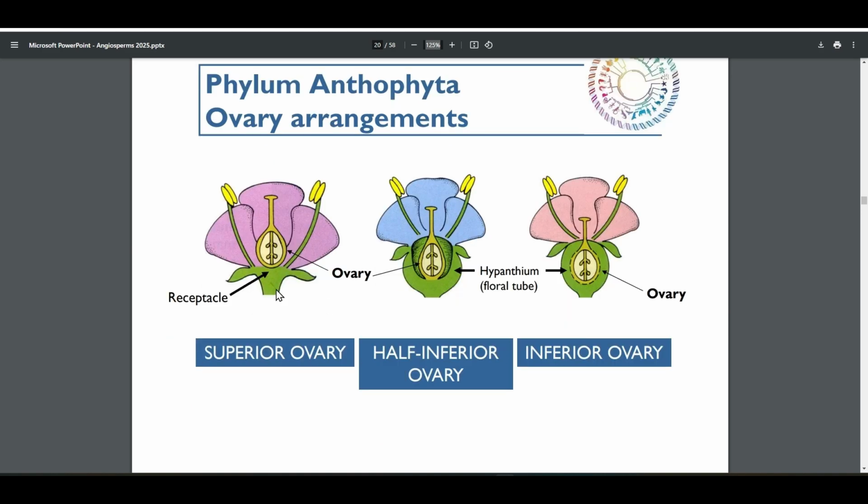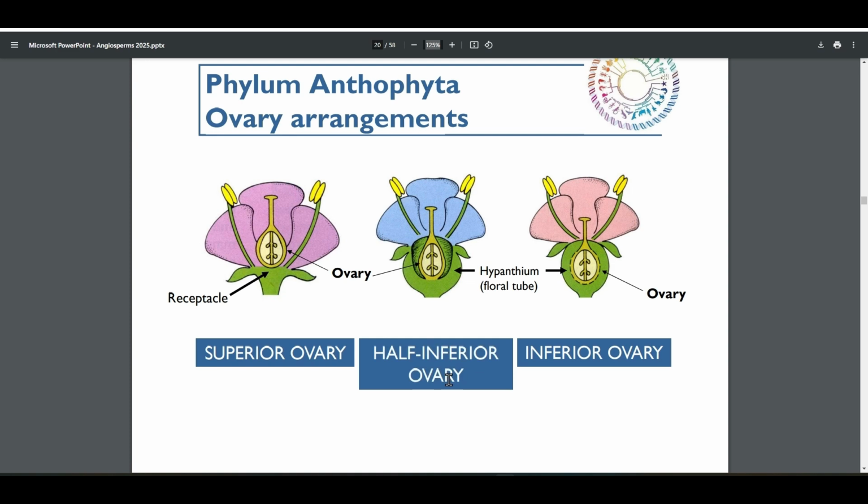Okay, so now we will talk about the ovary arrangements, the position for the ovary. There is the superior ovary. Superior ovary just means that it is above the receptacle. The receptacle, you can think of it as like a base of the flower, and the ovary is just above it, so it's superior ovary.